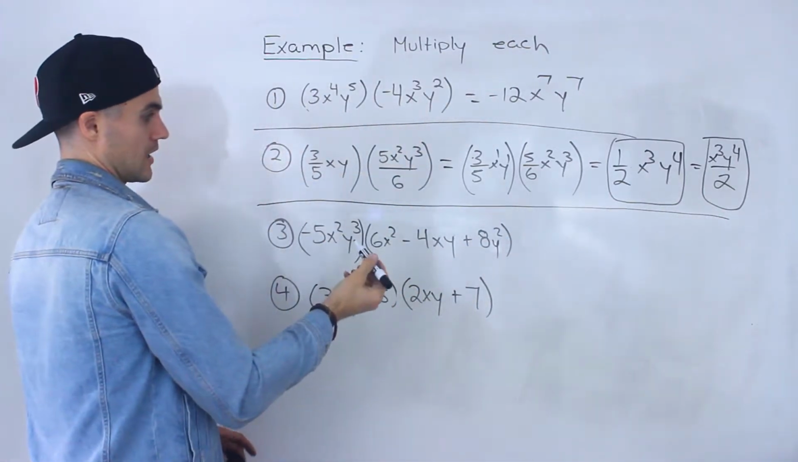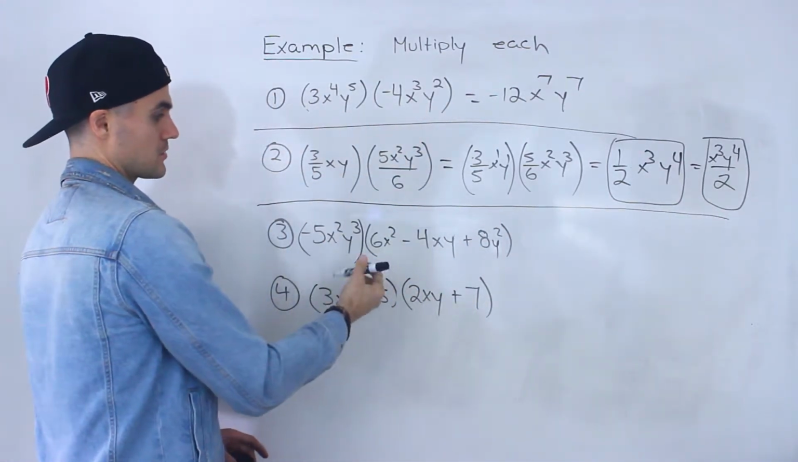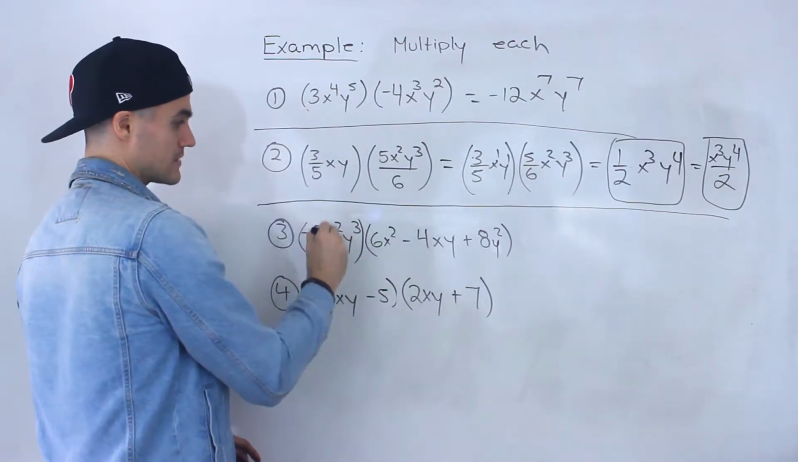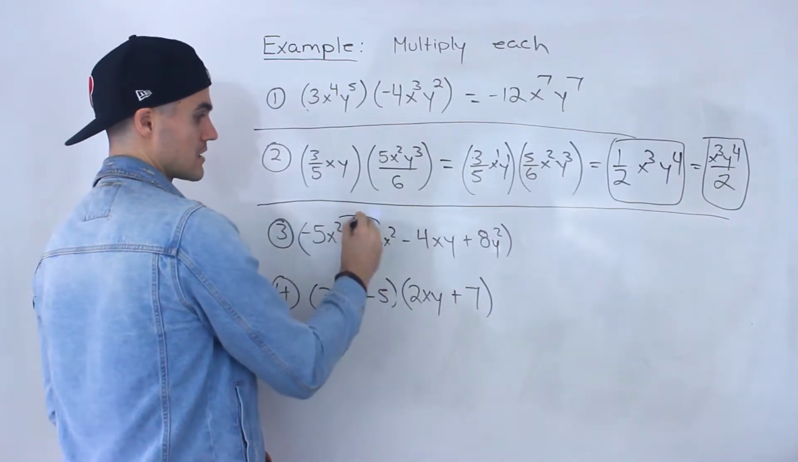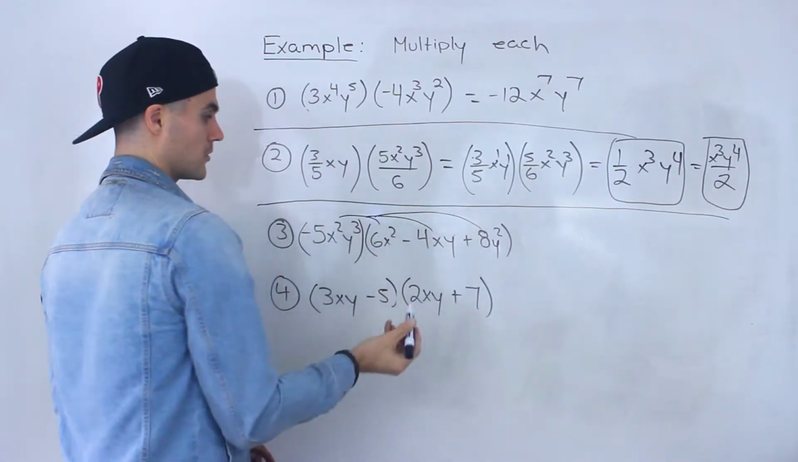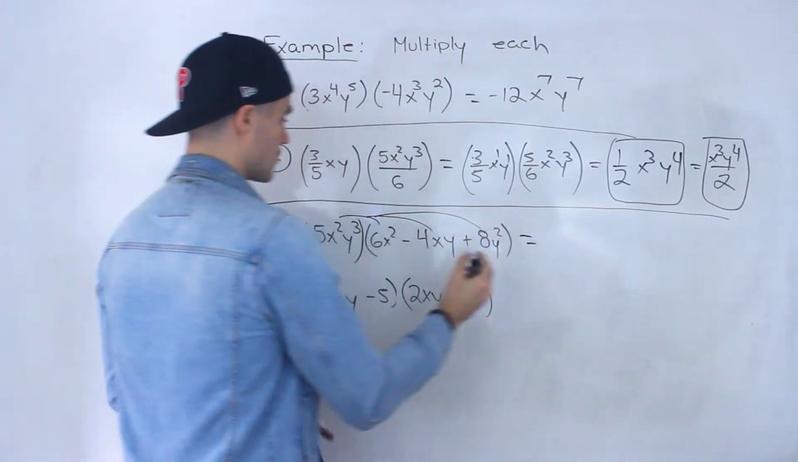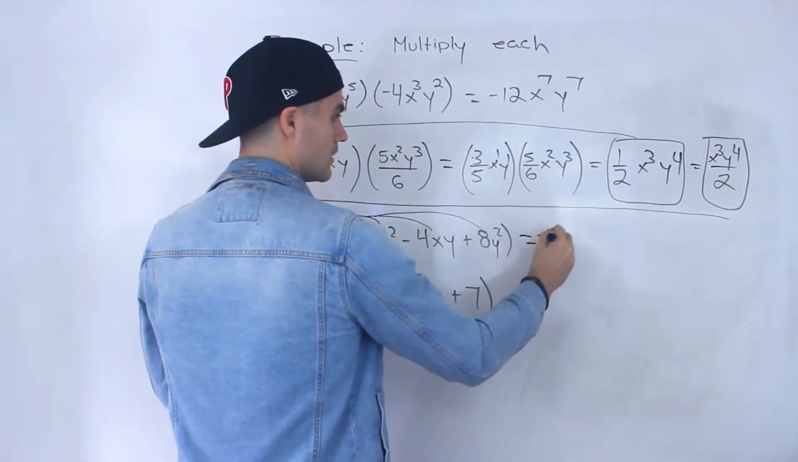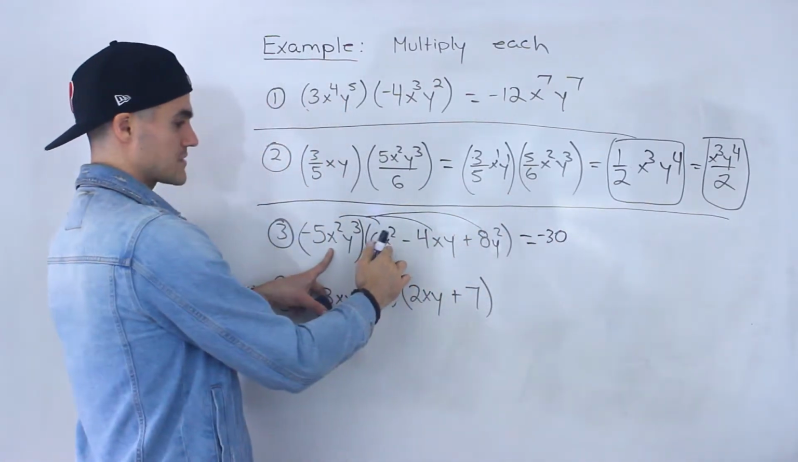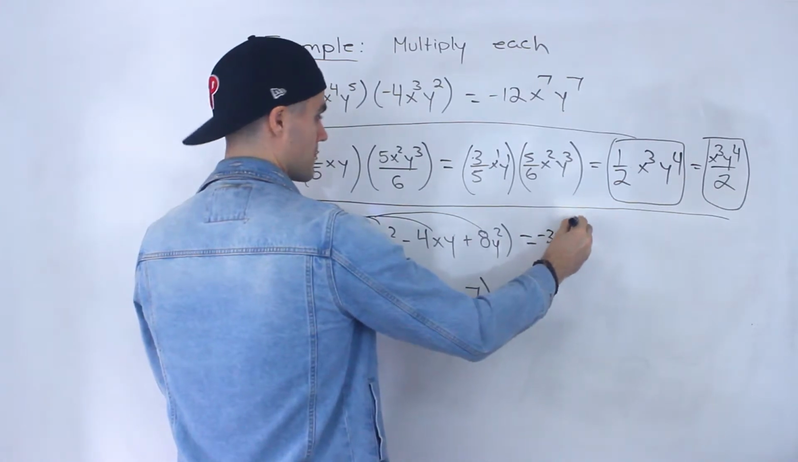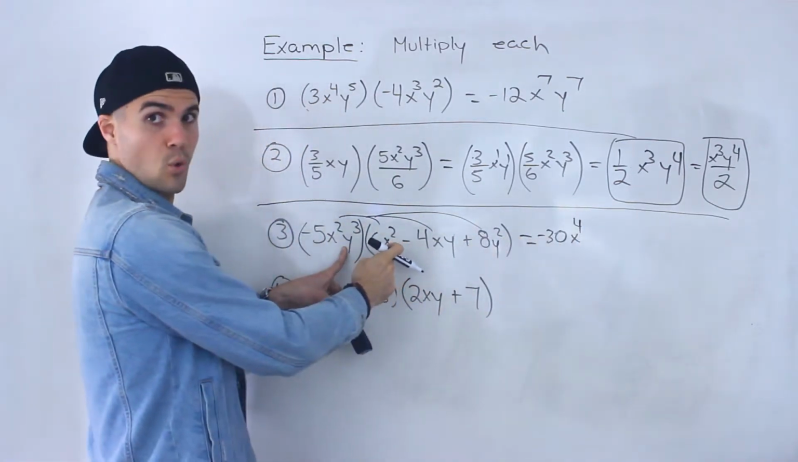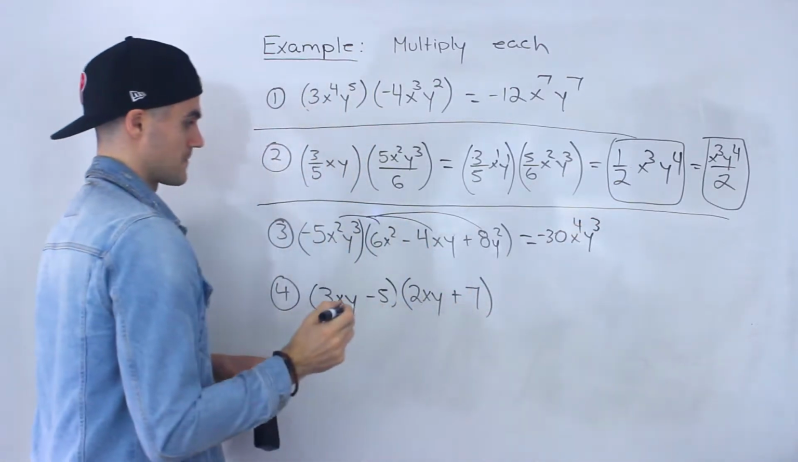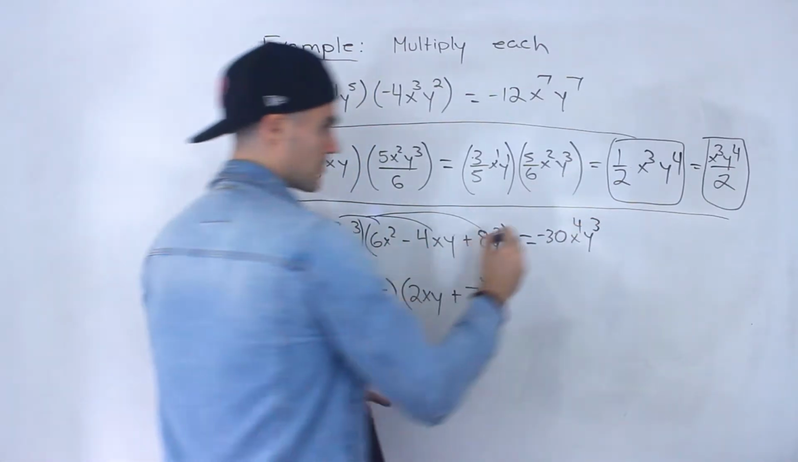Next up is multiplying these two. So here we're going to have to use the distributive property. So we're going to have to take this expression, multiply it by this, multiply it by that, then multiply it by that as well. So starting with these two, negative 5 times 6 is negative 30. X to the 2 times x to the 2, that's x to the 4. Then y to the 3, notice there's no y expression here, so we would just leave that y to the 3 as is.